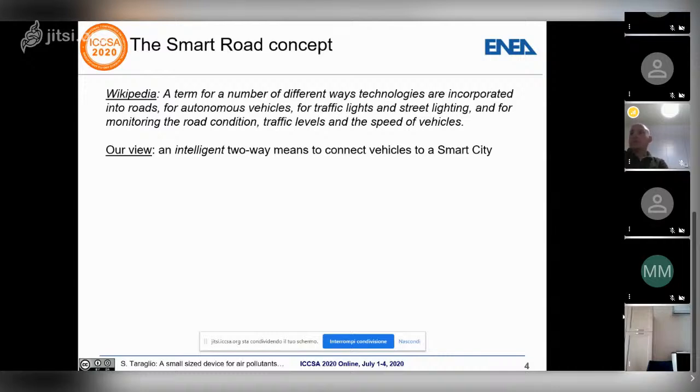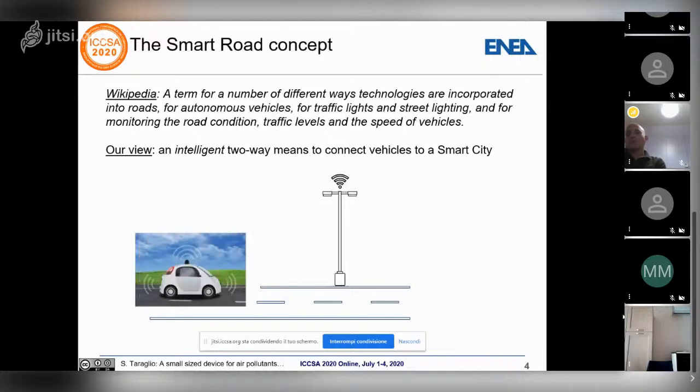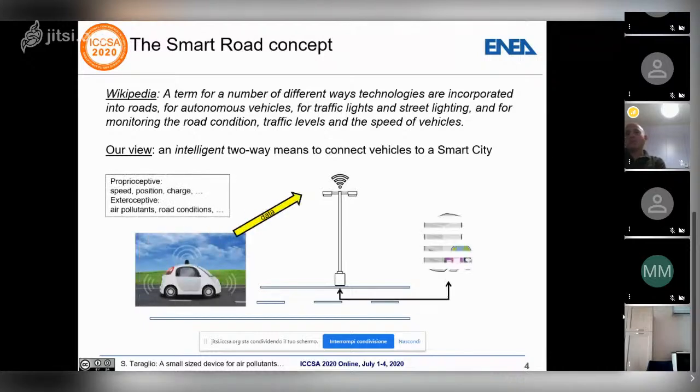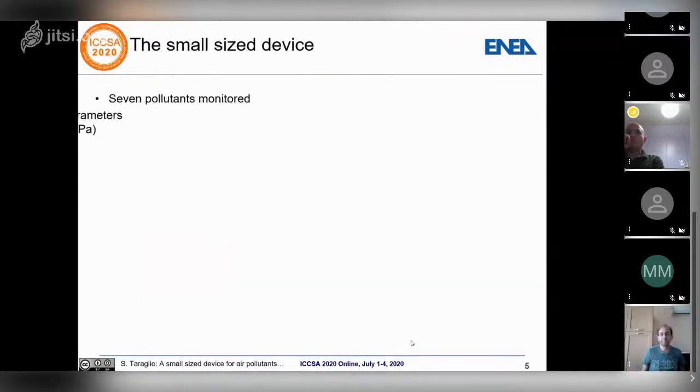In our vision, it is an intelligent two-way means to connect the vehicles to a smart city platform in order to exchange data and alarms so that we can have a local awareness transferred to a general platform and transformed in a global awareness, which on the other side can provide specific information to the vehicles on the road. This is the basic paradigm of the smart road.